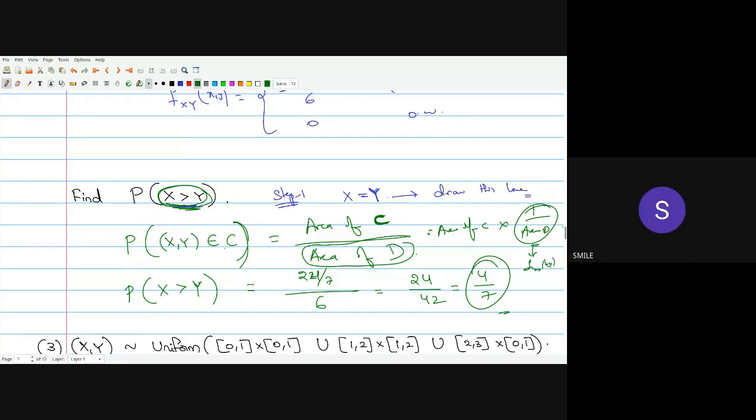We are able to do it this way because it is uniform. Otherwise, we would have to integrate. So this works for only the uniform case, okay?